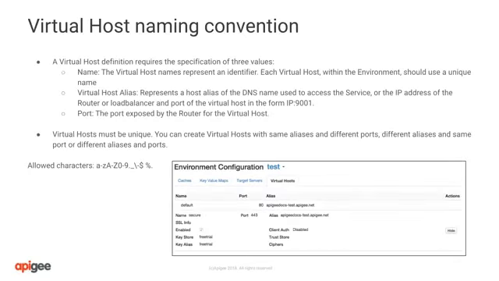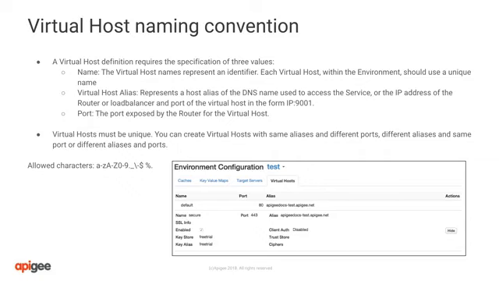When creating virtual hosts to serve traffic for your environment, you need to specify three values. A name. Virtual host names represent an identifier. When choosing virtual host names, they should give a quick indication as to their role, but most importantly should be unique within the environment. You can see from the on-screen graphic that here we have two virtual hosts. The first is named Default and serves regular HTTP traffic. The second is named Secure and serves HTTPS traffic.